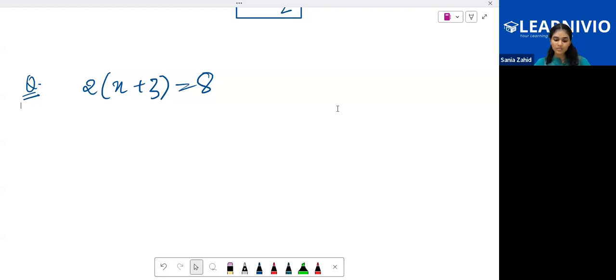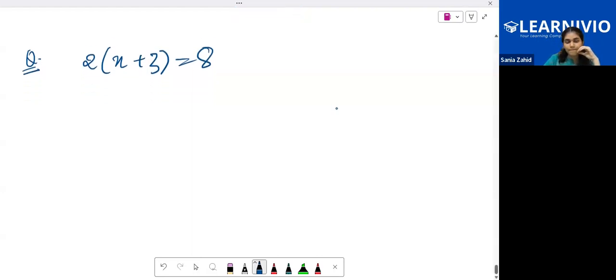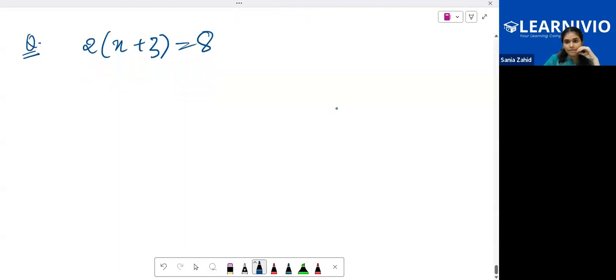I mean, have you done? No, ma'am. Ma'am, I'm just confused. After separating the two, then after this variable, we have to change it to the RHS, with a different sign.